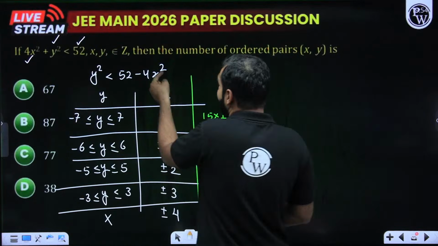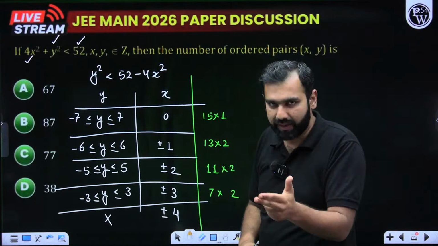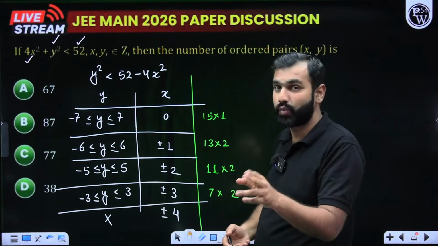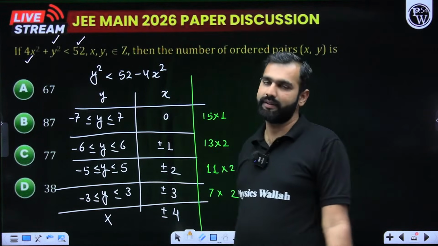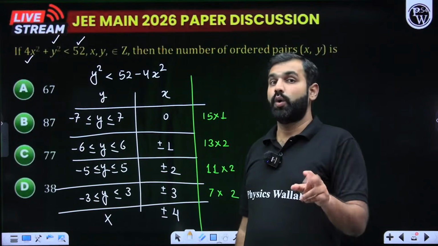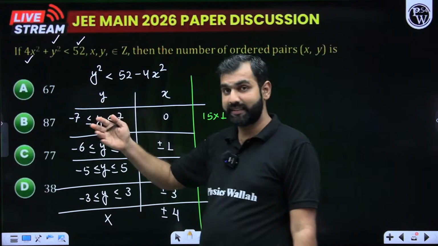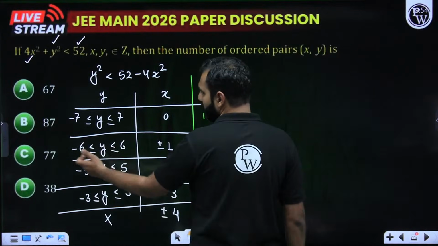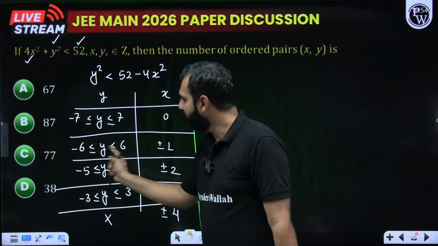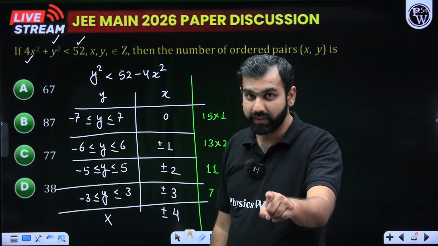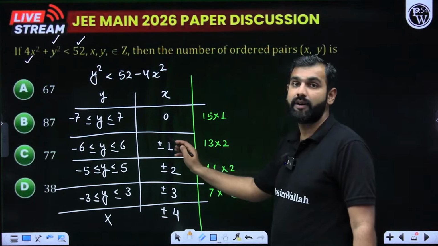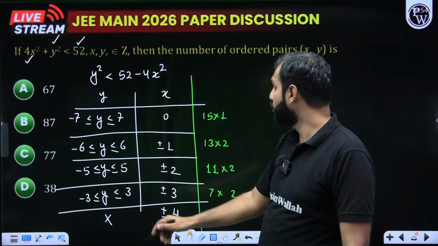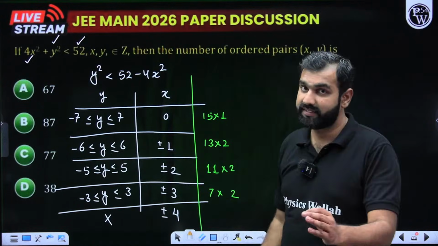The next is when I try x as 1 or minus 1, which means x square as 1. With that, 52 minus 4, that is 48. 48 means what? y square should be less than or equal to 36. A perfect square less than 48 is 36. So for 36, y should be between minus 6 and 6. Between minus 6 and 6, there are 13 numbers, including 0. And there are two possibilities for all of those numbers. So total 13 into 2, 26 pairs will get formed.